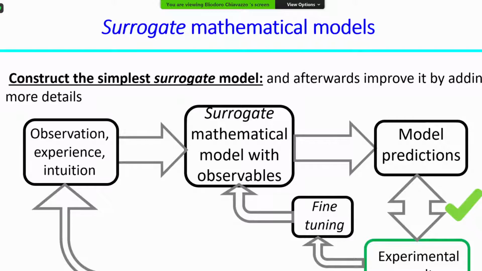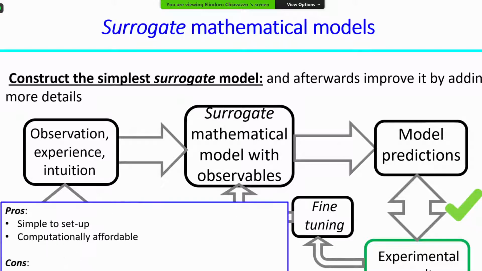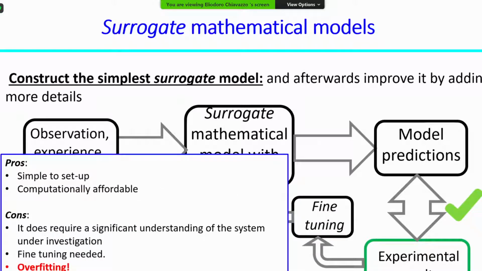Of course, here the underlying idea is that once you have performed parameter tuning, you will not touch the model anymore. But what is the advantage? Clearly, it's simple to set up, at least in principle, and it's computationally affordable. As opposed to that, it does require a very good understanding of the system at the scale of observation, not at the fundamental level, which is not granted in general. It needs fine-tuning, and there is a huge risk, which is overfitting. What is overfitting?